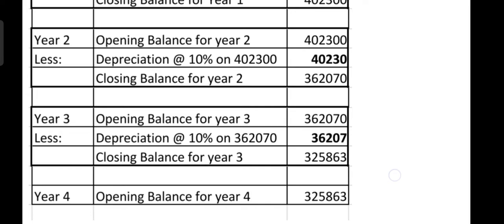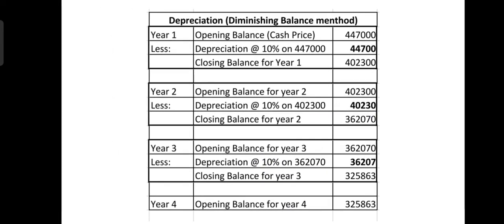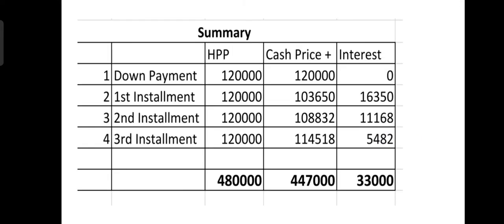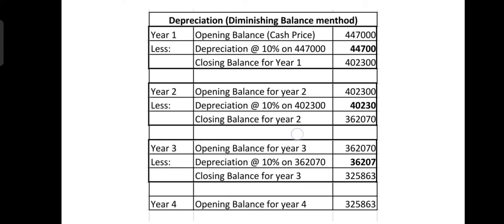But here we are going to do this for only 3 years, because we need to prepare the ledger accounts for only 3 years. So now from the information we got, what is the interest included in the installment amounts? That is this one, in every installment. And what is the depreciation we charged every year? 44,700, 40,230 and 36,207. With the help of this information we can prepare ledger accounts. In a problem they may ask us to prepare only journal entries or ledger accounts. In this problem they ask us to prepare only ledger accounts without passing journal entries.